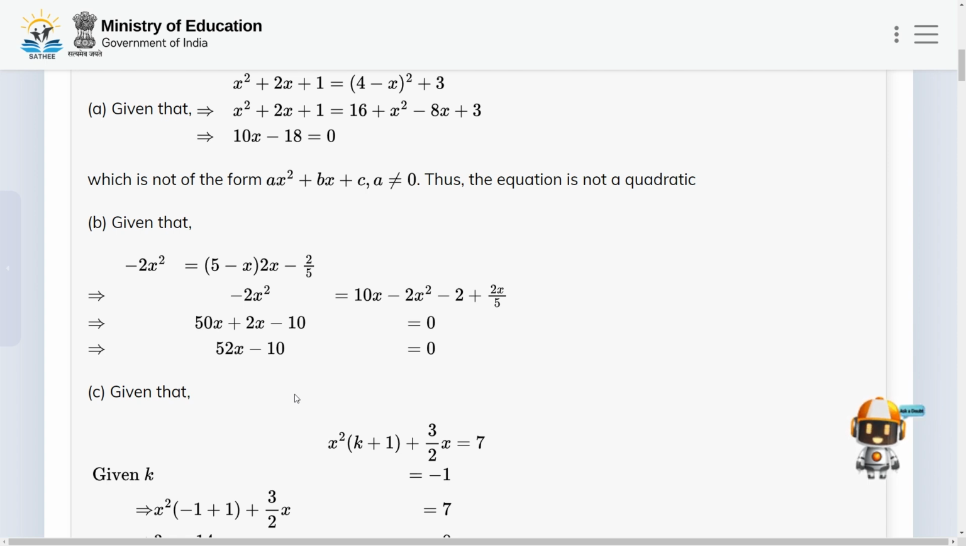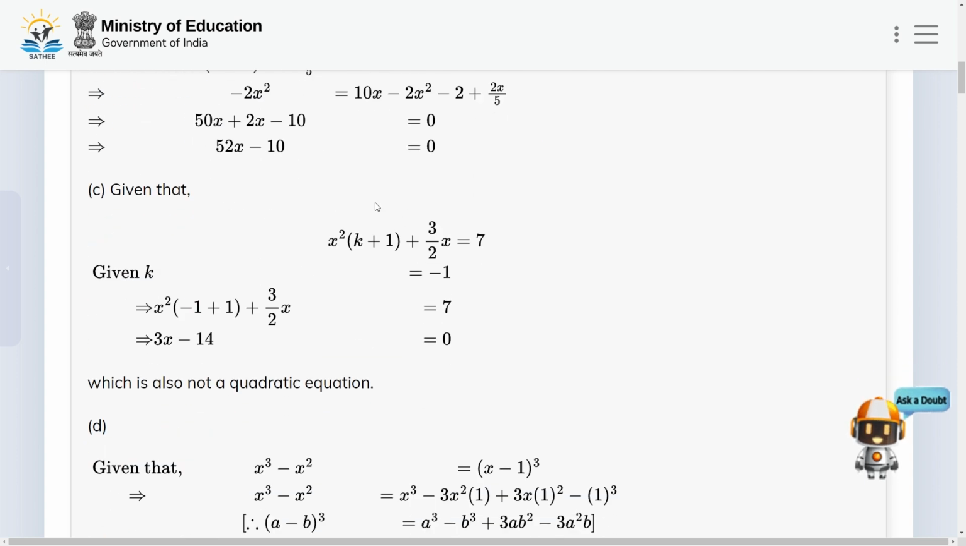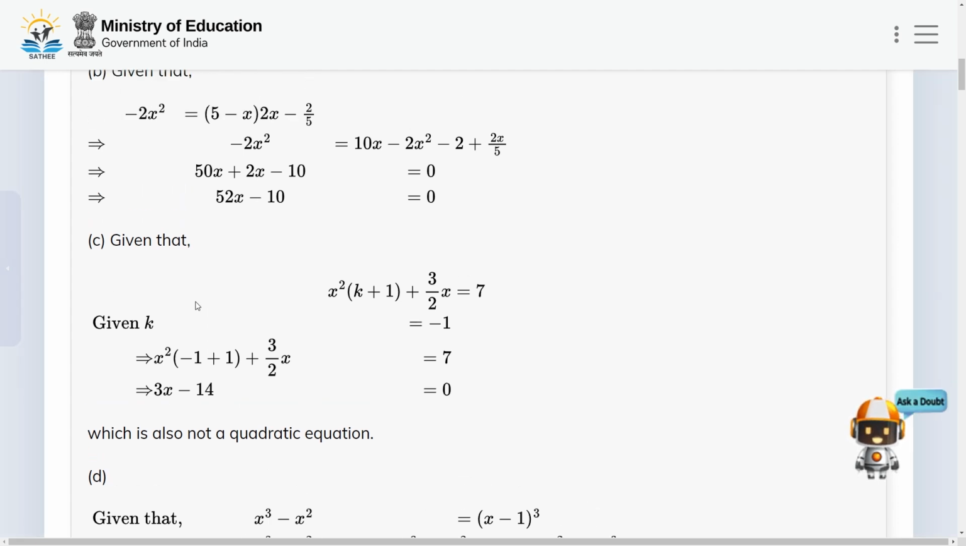Now let us check option C. In option C, we are given x square times (k plus 1) plus 3 by 2 times x is equal to 7, and k is minus 1. It implies x square times (minus 1 plus 1) plus 3 by 2 x is equal to 7, and it implies 3x minus 14 is equal to 0. This equation is not of the form ax square plus bx plus c equal to 0 where a does not equal 0, so the equation in option C is not a quadratic equation.